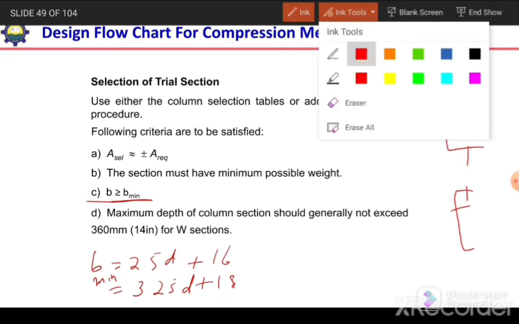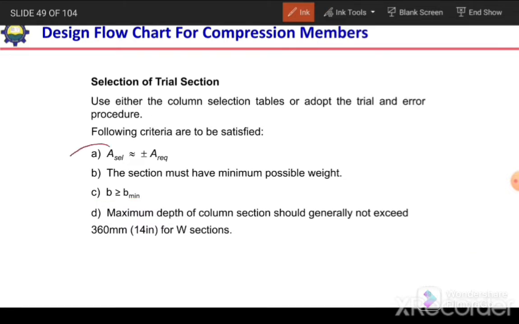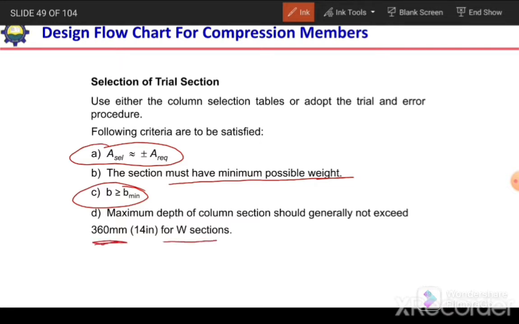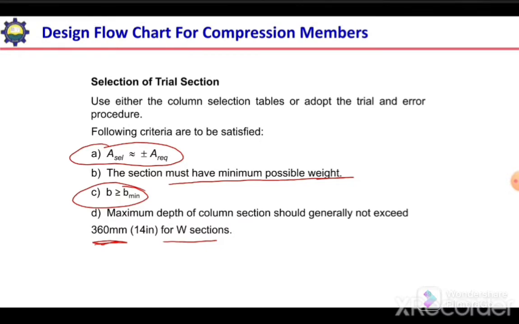So we need to select the section based on these two values, area required as well as b minimum. The selection should be such that the area selected should be more than or nearly equal to area required, as well as the width of the section or width of flange should be more than b minimum. And we should select a section which has the minimum possible weight, and we have a guideline that in case of a W section, the depth of the section should not exceed 360 millimeter. So this is just a guideline.